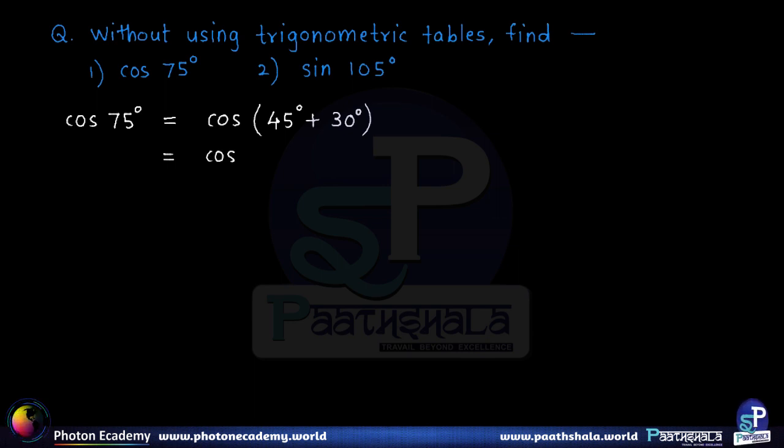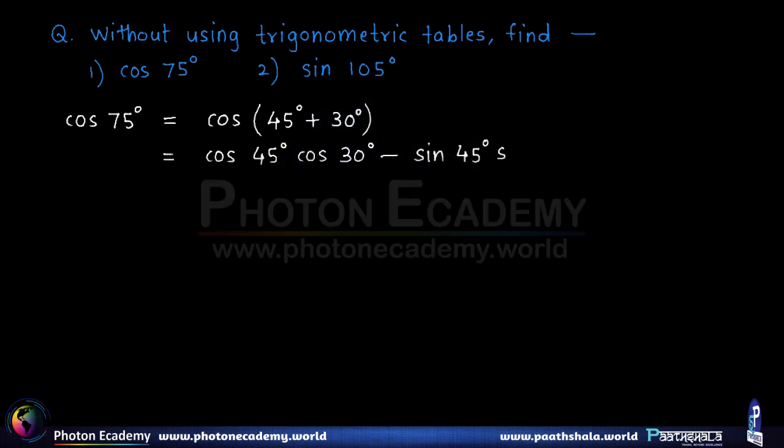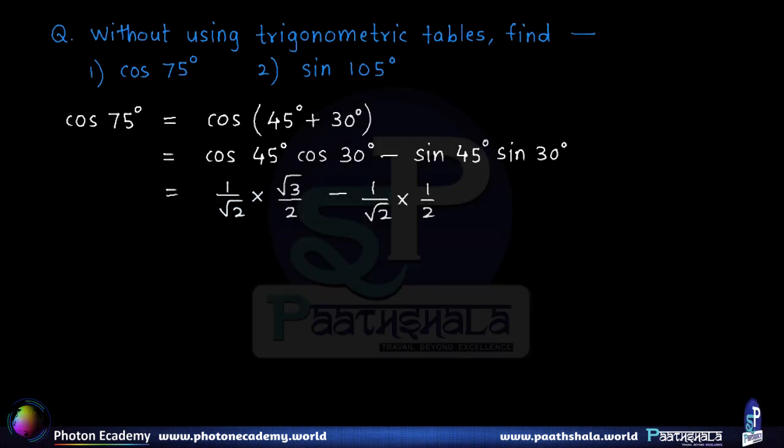So here it turns out to be cos 45 cos 30 minus sin 45 sin 30. And we know all the values. So cos 45 is 1 by root 2, cos 30 is root 3 by 2, minus sin 45 is again 1 by root 2 and sin 30 is 1 by 2. So that clearly gives us root 3 minus 1 upon 2 root 2.